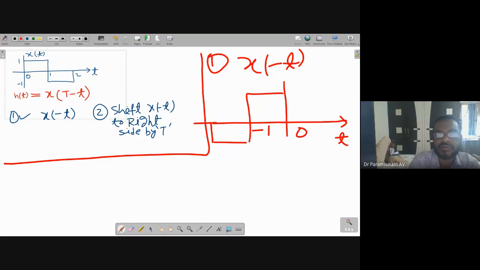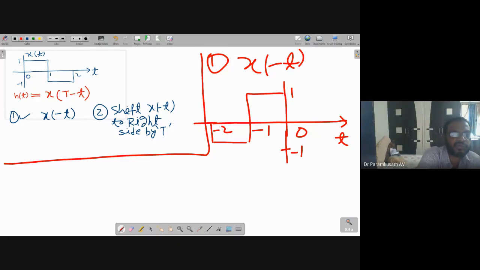0, minus 1, minus 2, this is 1, this is minus 2. That is x of minus t. You fold the signal about the y-axis. Now what happens? This x of minus t is shifted to the right side by capital T.